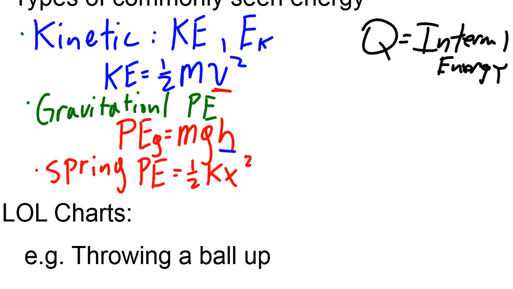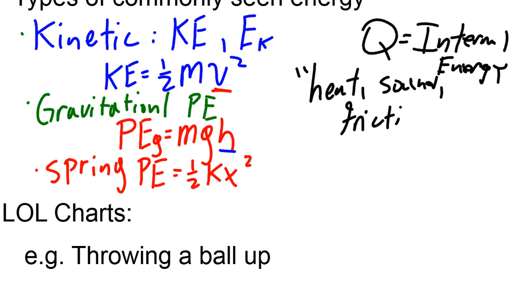When you see the words internal energy, you should be thinking things like heat, sound, energy loss to friction, and the like. If you see a system appearing to lose energy, for example, you throw a ball in the air and it begins to slow down, but not all the energy is going into gravitational potential, well, you know air resistance is happening. Q represents the energy lost to air resistance.